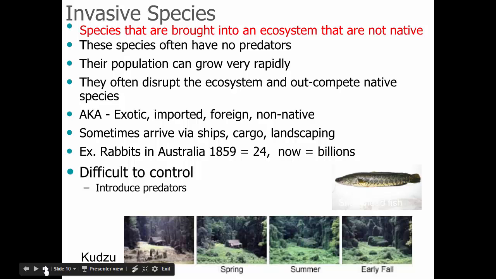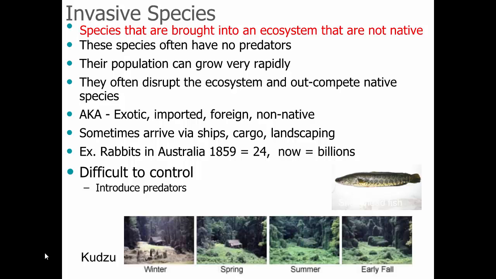And some examples, there's a lot of examples of this. Many pest species are not native to our area. Rats are not native. They actually came over probably on ships from Europe when trade between Europe and North America became common.